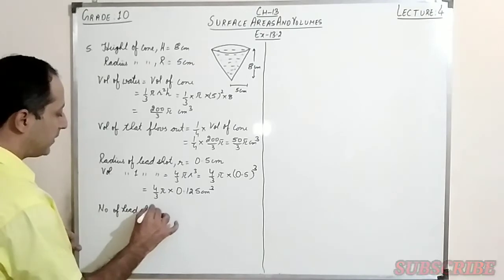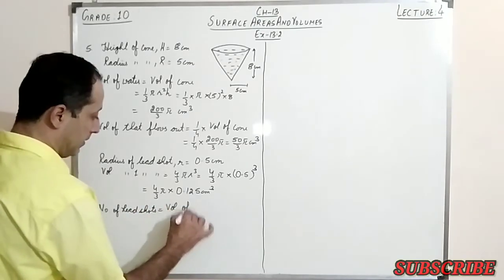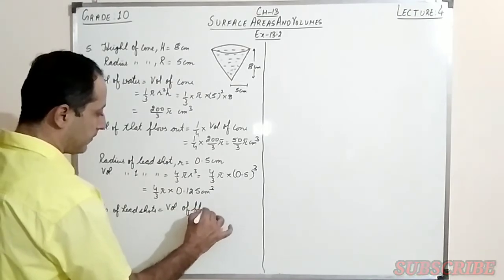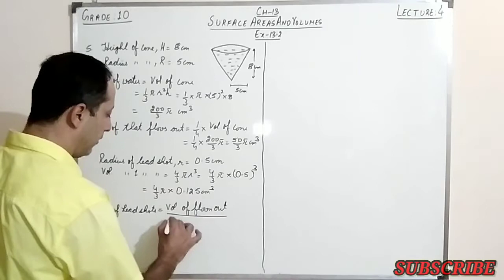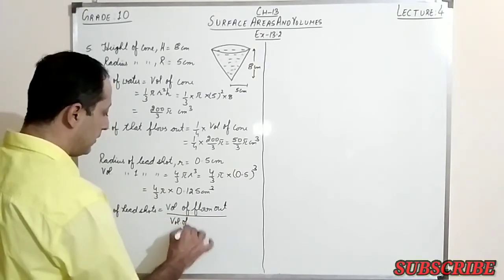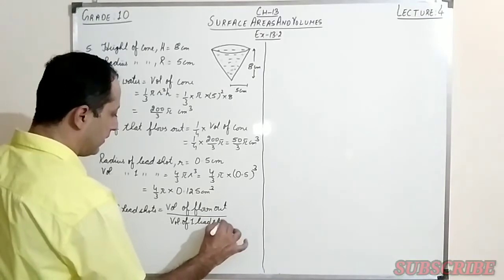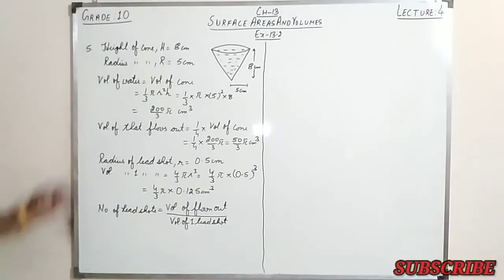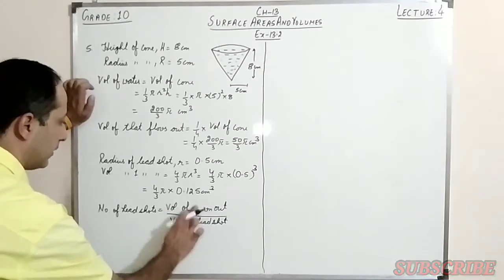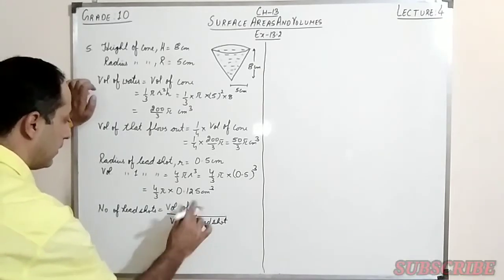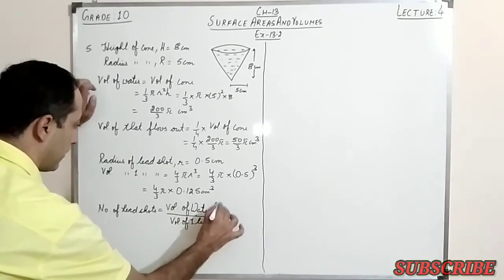Now, if you have to find number of lead shots, so number of lead shots will be equal to basically volume of water flown out divided by volume of one lead shot. Right. So just substitute the values. So volume of water flown out.